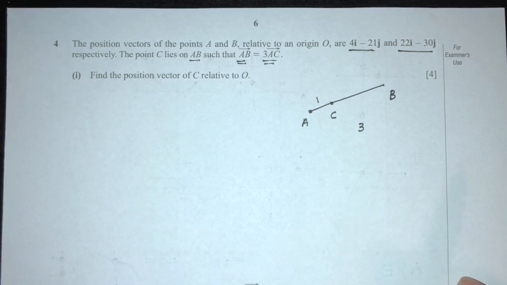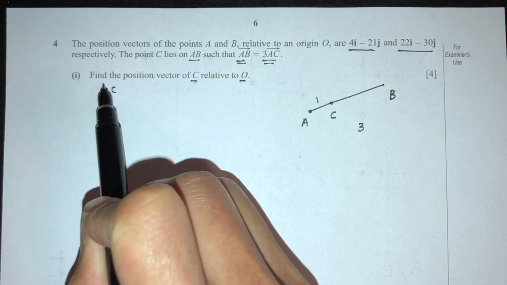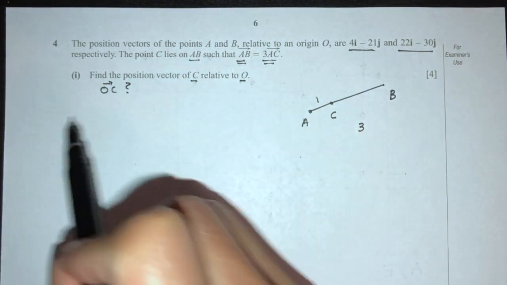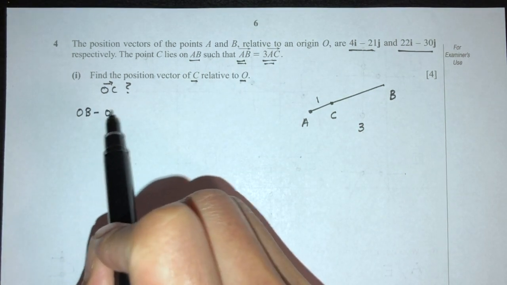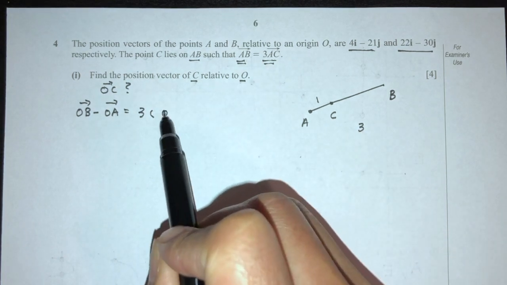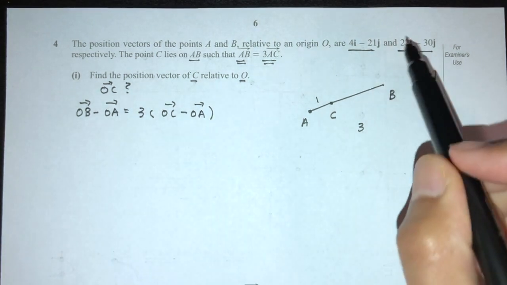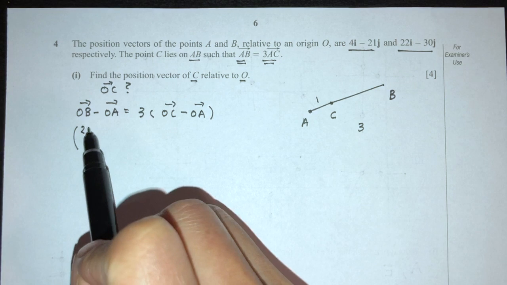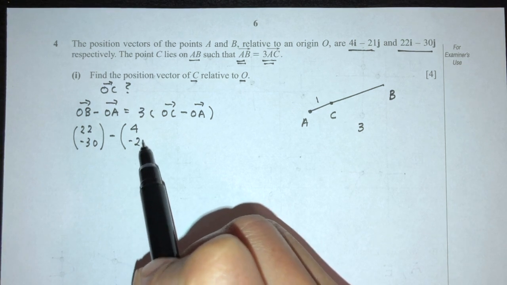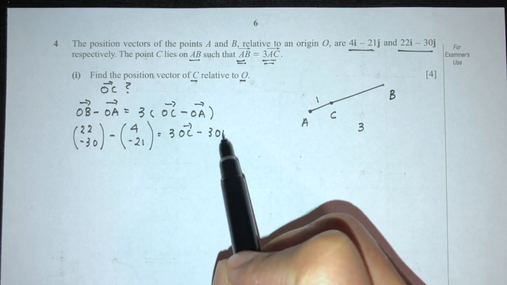Part 1, you see you have to find what? You have to find the position vector of C relative to O, so you have to find OC. So you have to use this information to find OC. So let's do one by one. How do you find AB? AB is OB minus OA, equal to 3 times AC, which is OC minus OA. So simplify. OB is given to you by 2, and minus 30. And OA has been given to you by 4 minus 21. Equal to 3 times OC minus 3 times OA.